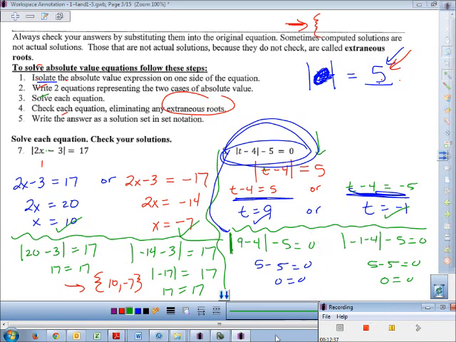So what's still left to do for this problem? We've got our solutions. There was no extraneous solutions. What do we need to do? Solution set. That's what it's called. We need to learn to call it the right thing.